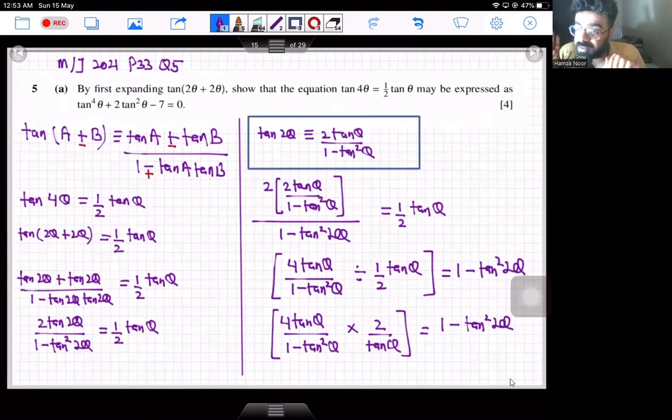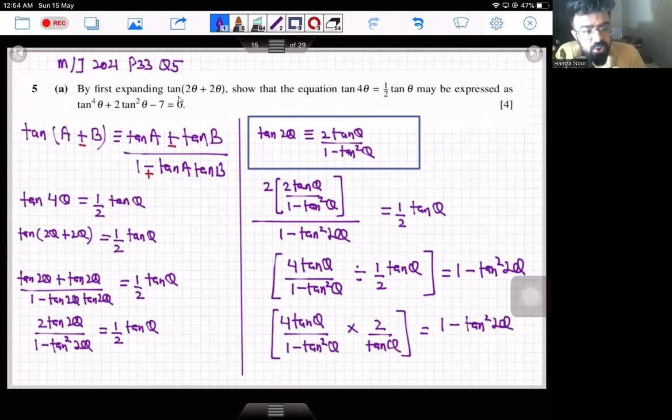All right, so what we need to do is show that this equation, tan 4θ = 1/2 tan θ, can be expressed in this form. And here they have also mentioned a hint: by first expanding tan(2θ + 2θ). Even if they didn't mention this, you would do it the same way.